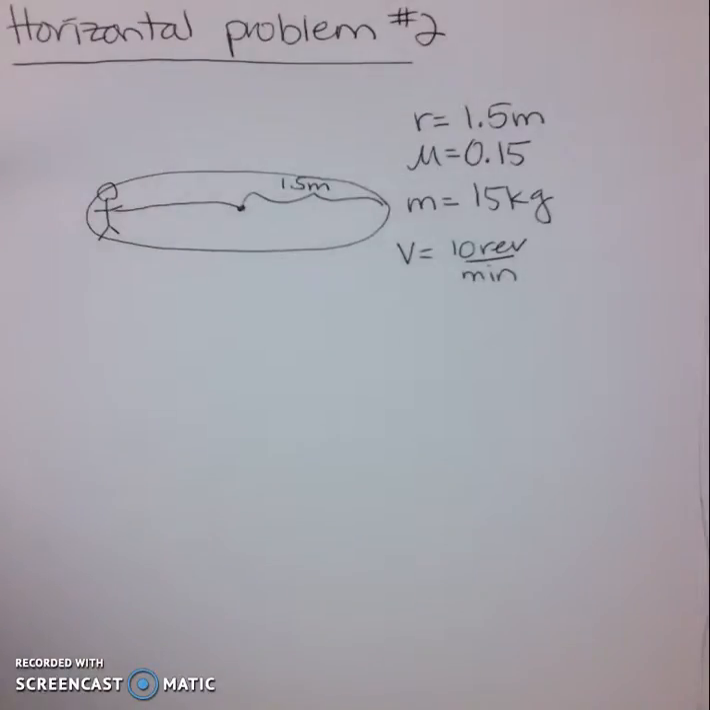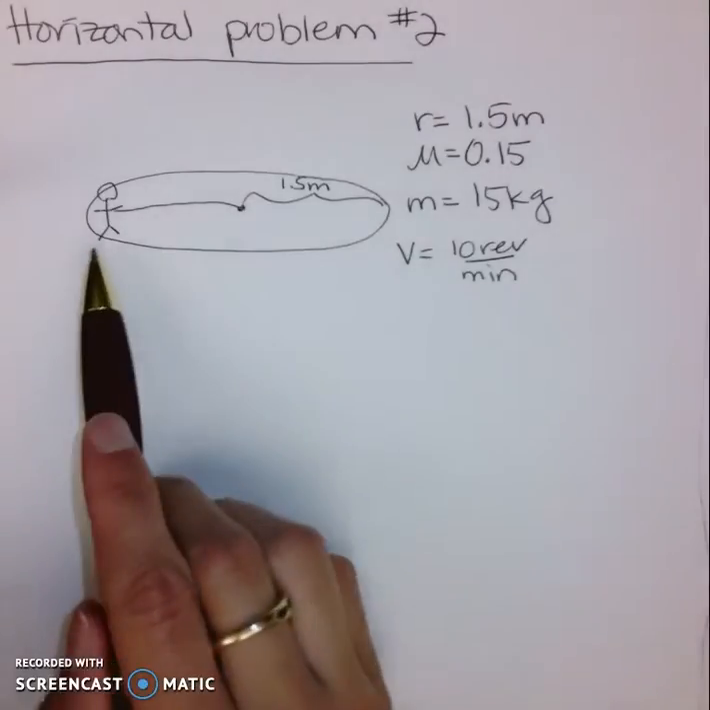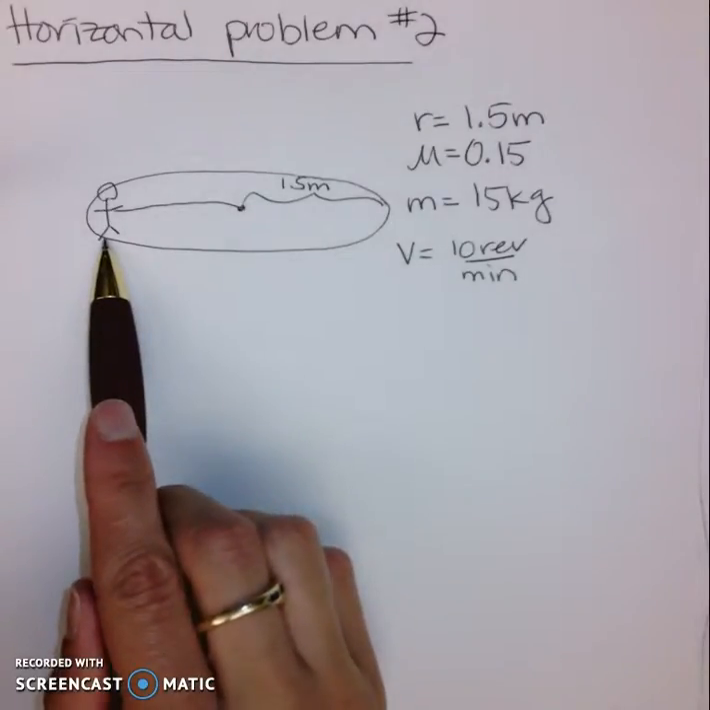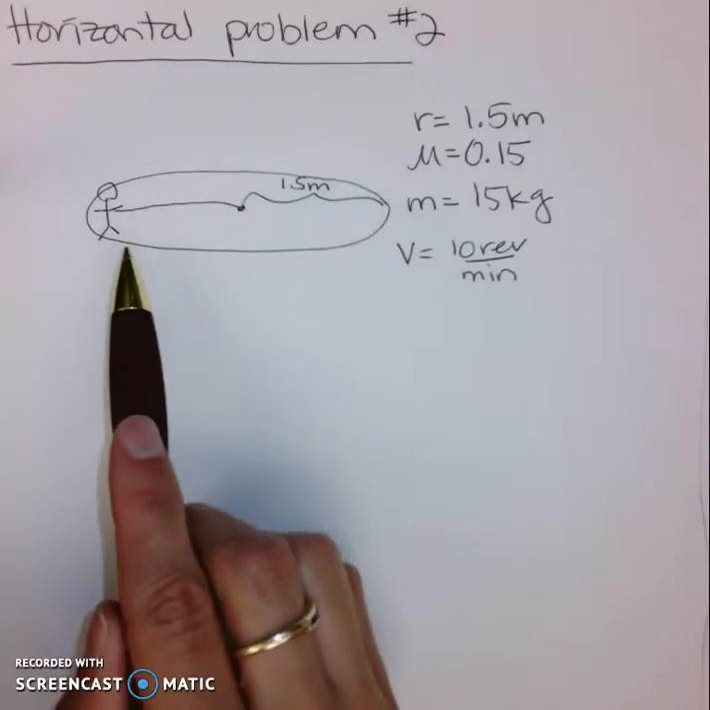Miss Parent here again with horizontal problem number 2. This one's a little bit tricky. I have a small child here with a mass of 15 kilograms sitting on a merry-go-round or a carousel.